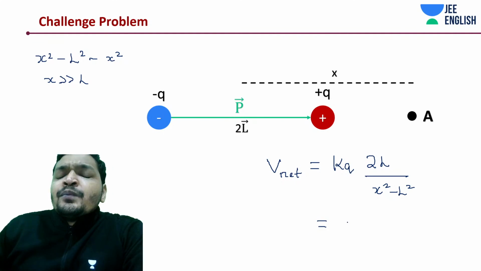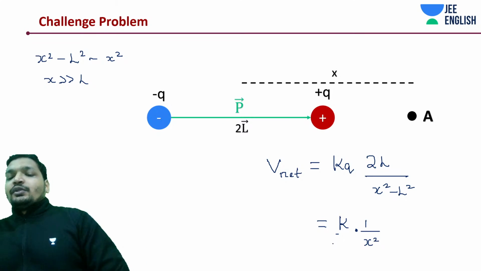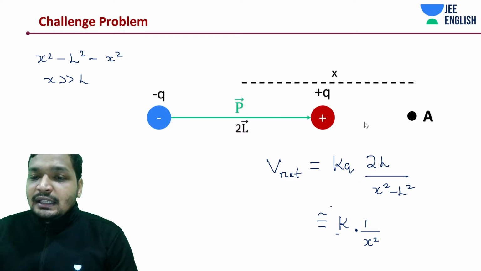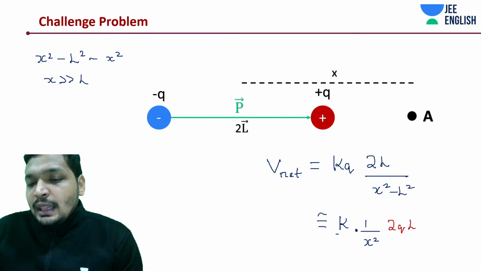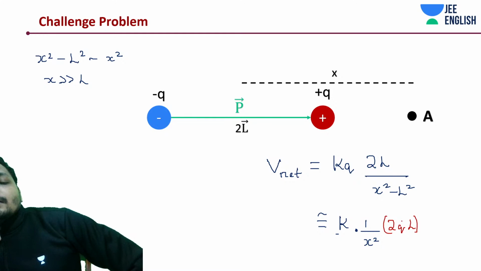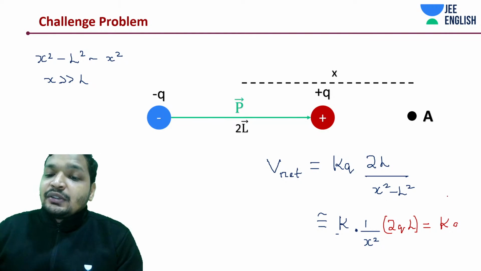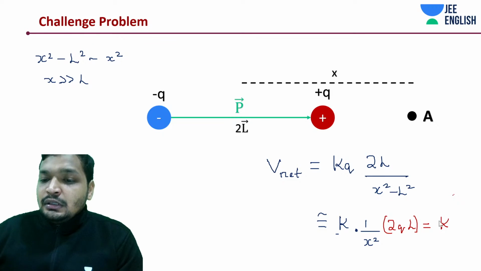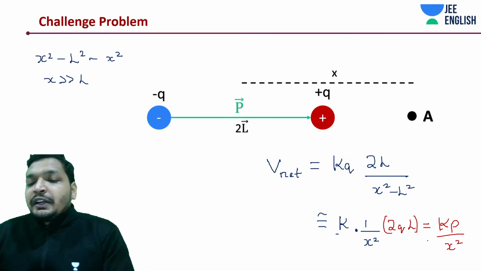Okay, so what did you get? k into q into 2L. I'm just going to leave that term 1 by x square instead of x square minus L square. So approximately, but the same thing because x is greater than that of L. And post that I'm going to write 2qL. What is this? Magnitude of dipole moment. Is that it? Alright. So this could have been written instead as k into P divided by x square. k into P divided by x square. Magnitude of P this time, not vector P.